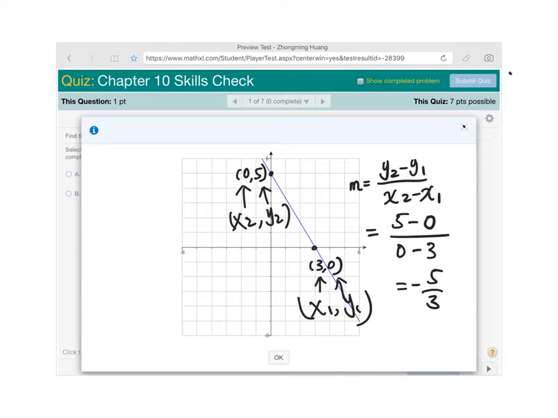So in other words, I need to type in negative 5/3. So this is it.